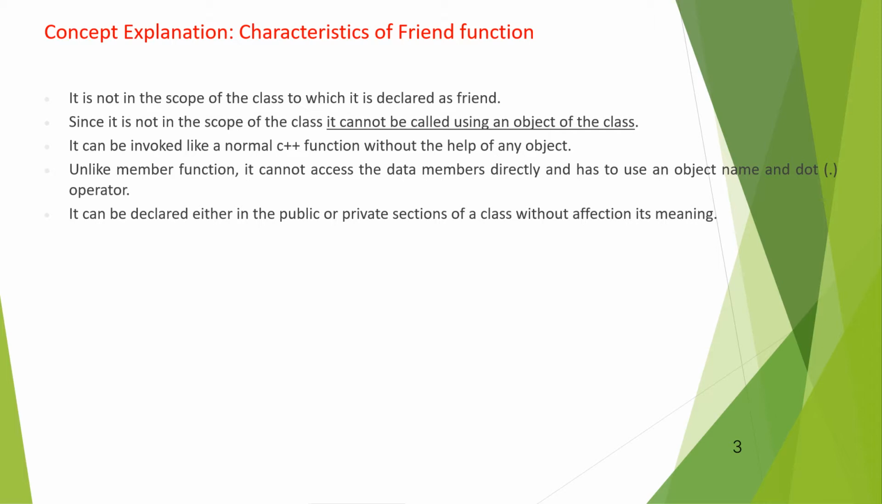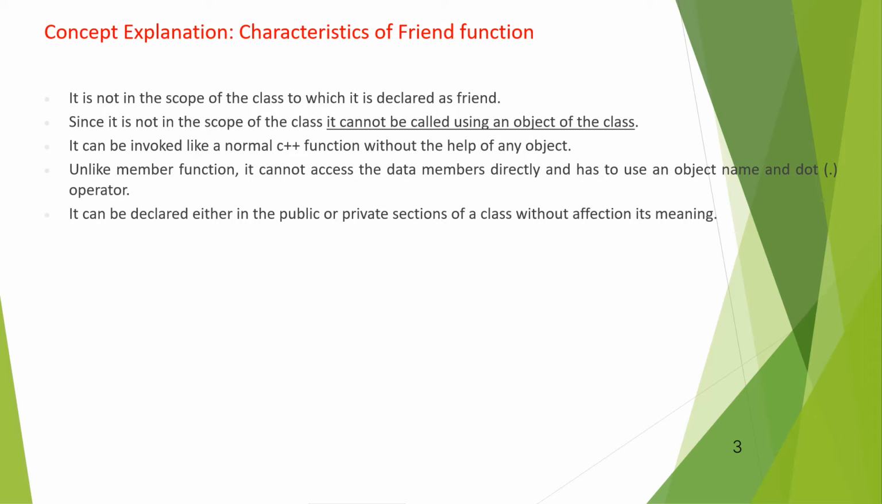It is not in the scope of the class to which it is declared as a friend, because when you write any friend function, it can be in one class or in two classes. It is just an option, an alternative: if you want to implement the friend function concept, then you can go for it. It is not in the scope of the class, so it cannot be called using an object of the class. It can be invoked like a normal C++ function without the help of any object.